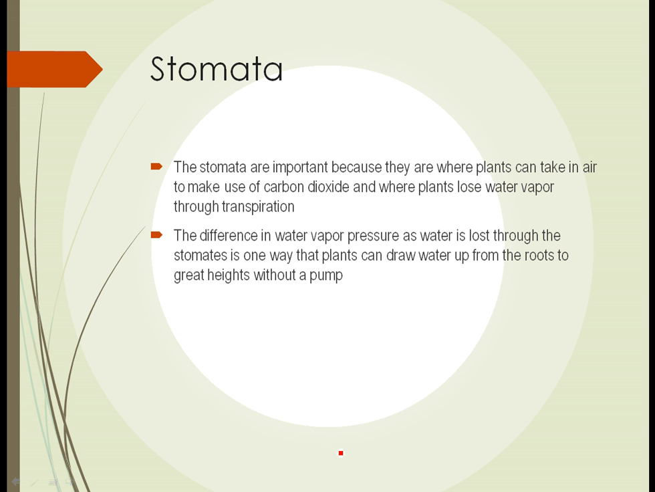The stomata are critical in a plant because they're where the plant exchanges the gases. They can take in the carbon dioxide, get rid of the oxygen. They're where the plants can lose water vapor through transpiration. It's sort of an evaporative process. The difference in water vapor pressure as water is lost through the stomates is one way that plants can draw water from the roots up to great heights without a pump like a heart that people have.